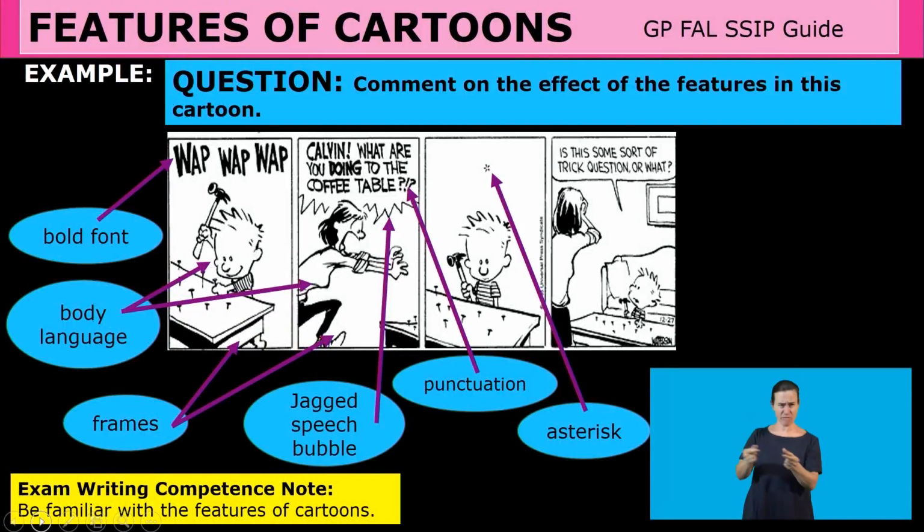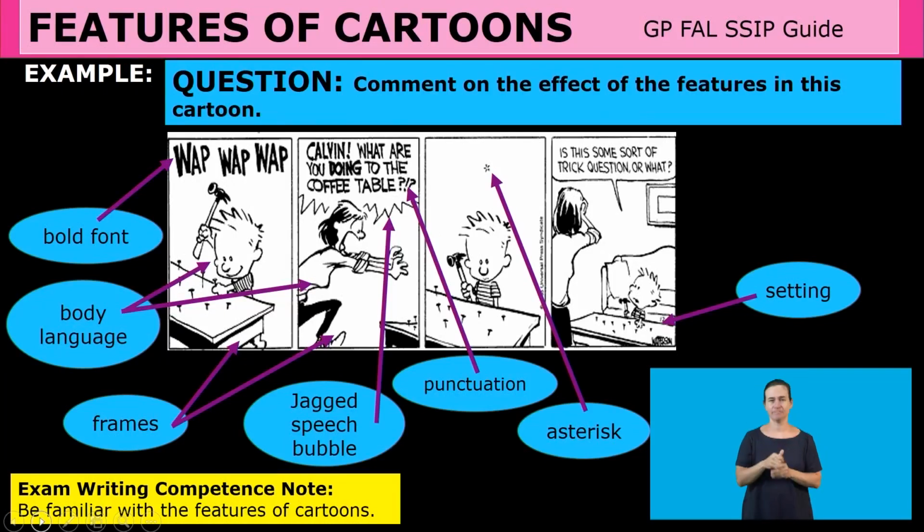It indicates something. The cartoonist put it there for a reason. So remember, when we're identifying features, we look at all these little aspects that contribute to the humor. Look at the setting. The setting is only identified in the last frame. So why does the cartoonist do this? What is he trying to tell us, all right?